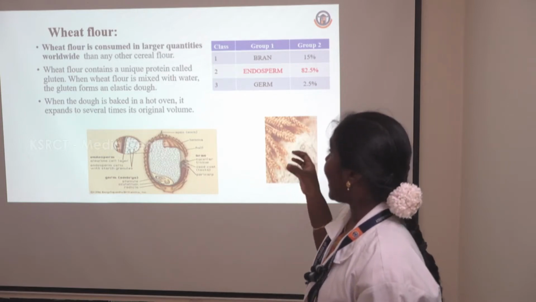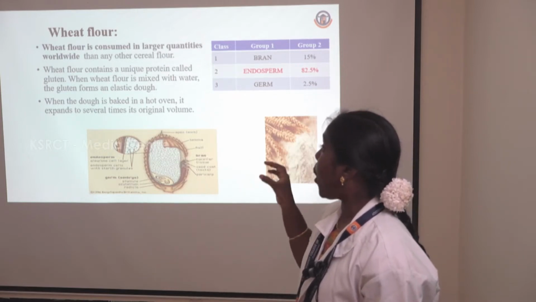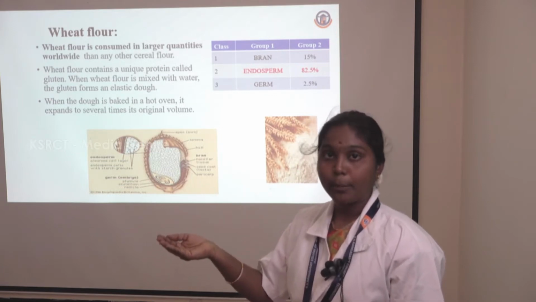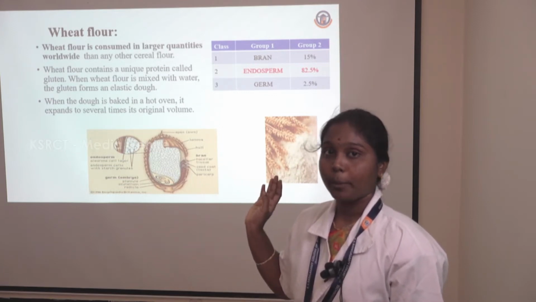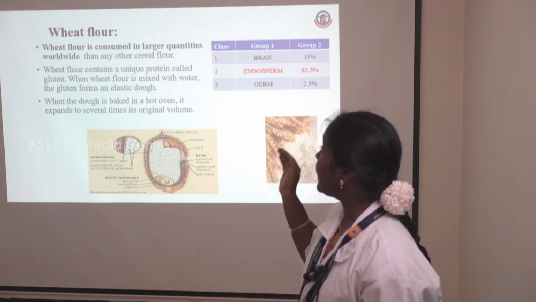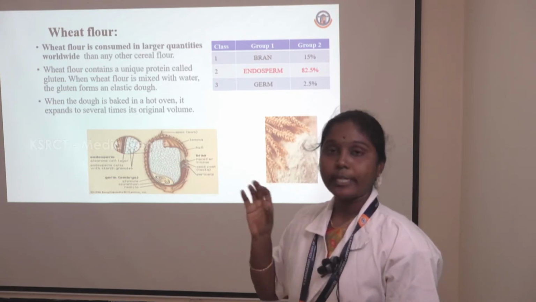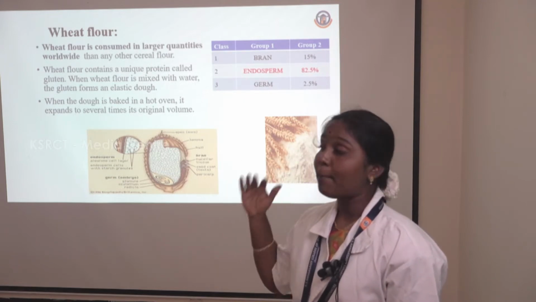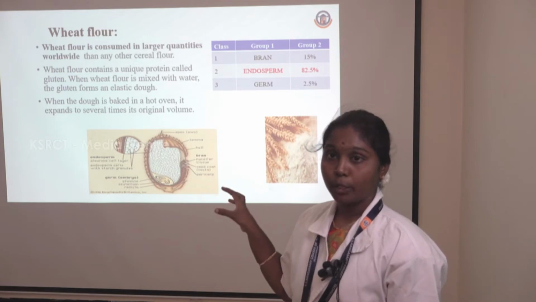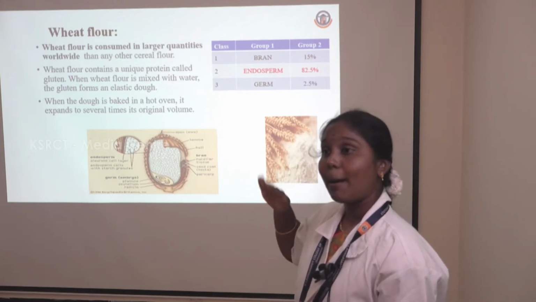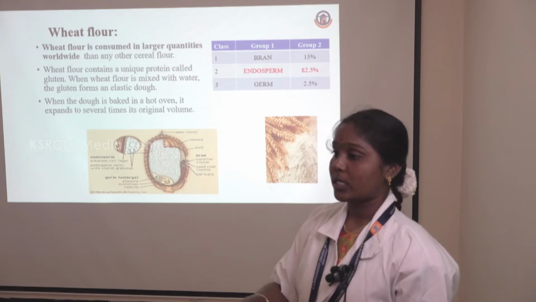Coming to the next one, gluten is used in the dough making process, for any bakery product preparation. The dough is baked in a hot oven at a particular temperature. Then what happens? It expands several times compared to the original volume. This is the uniqueness of wheat flour compared to other cereals. Another one is the pulses.